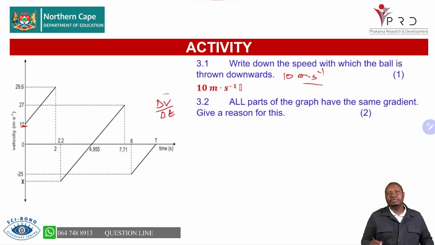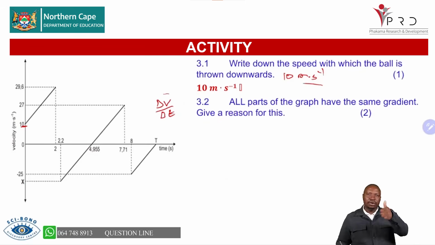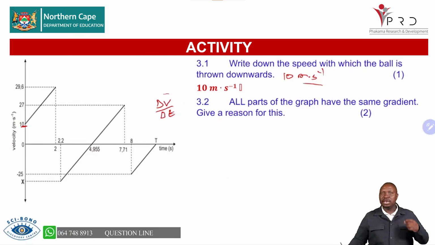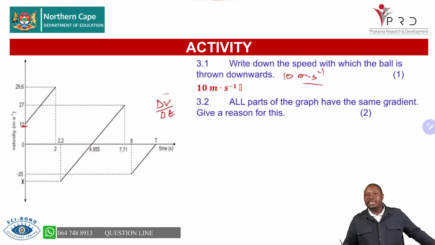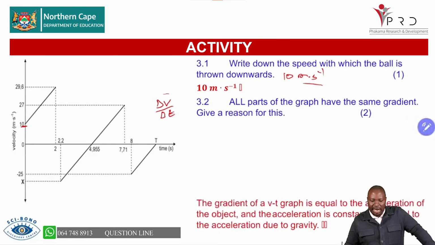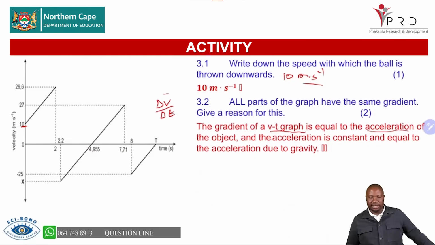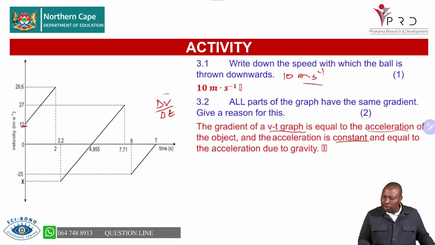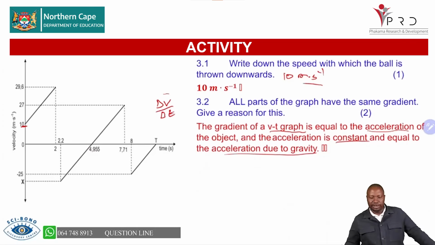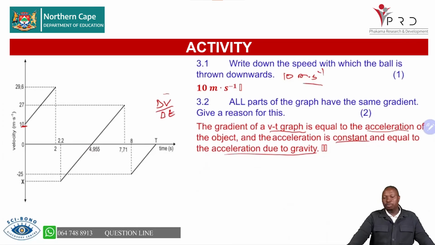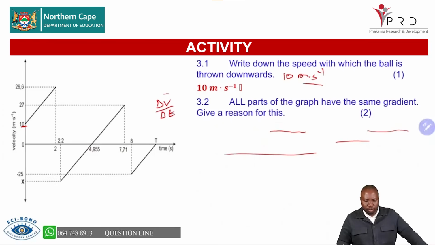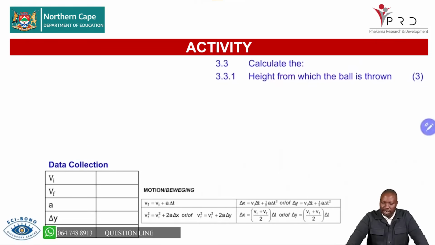So you know changing velocity over changing time must be acceleration. You remember we said g is constant. Gravitational acceleration is constant. It remains 9.8 meters per second squared. Hence, we are saying the gradient of the velocity time graph is equal to the acceleration of the object. And the acceleration is constant and equal to the acceleration due to gravity, which is our 9.8 meters per second squared. I hope you get that and you are able to move. And I hope we are moving together.